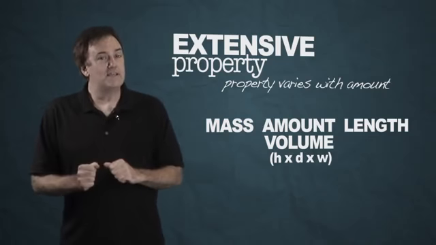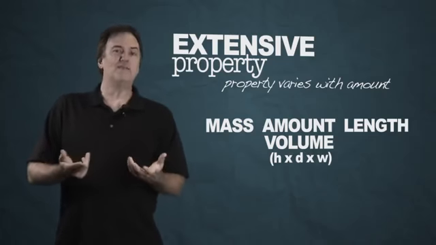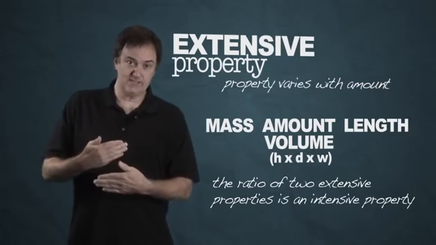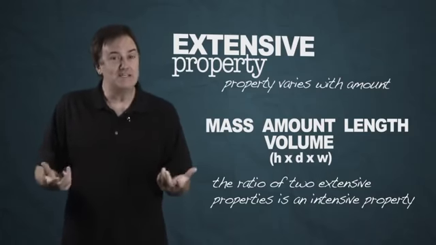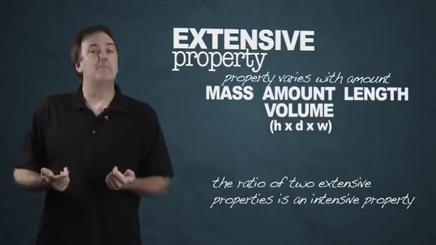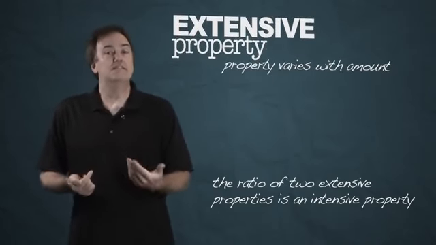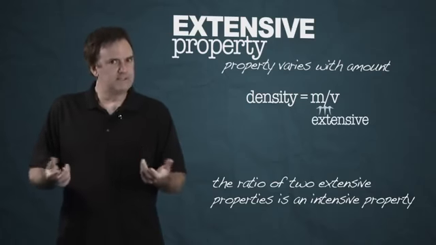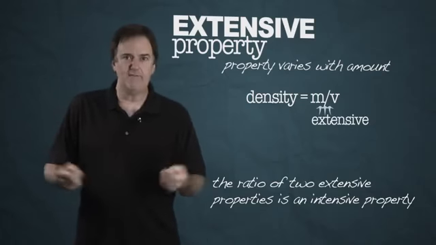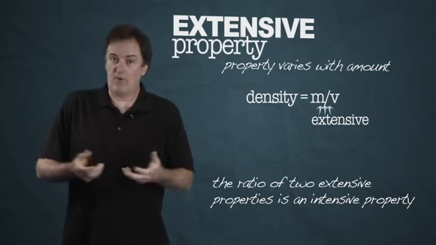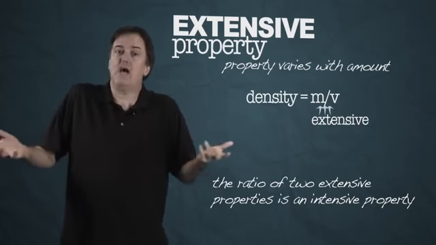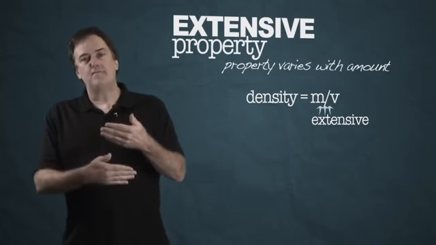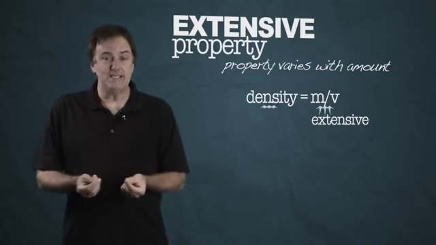An interesting thing, though, about extensive properties: if you ratio one extensive property against another extensive property, you get an intensive property. A great example of this is density. Density is mass per unit volume. The mass is extensive. The more you have, the more mass you have. Volume is extensive. The more volume you have, the more the number goes up. If you ratio them, mass divided by volume, you get density, and that's intensive.